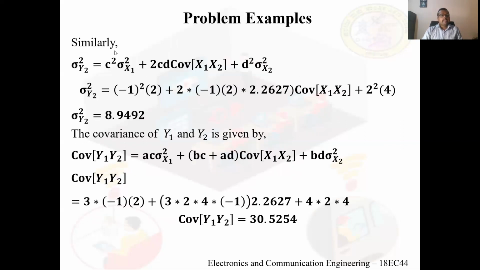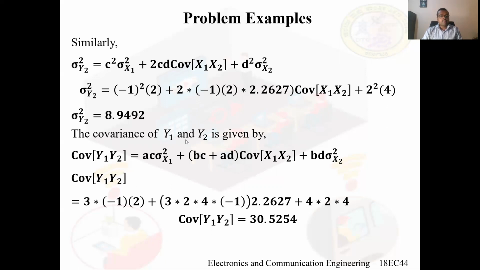Now, calculate the variance of y2. How do you calculate it? We know the formula: c square sigma square x1 plus 2cd covariance of x1, x2 plus d square sigma square x2. Substitute for the variance values, substitute for c and d, and also for the covariance of x1 and x2. Simplify the equation and you get the variance of y2 as 8.9492.